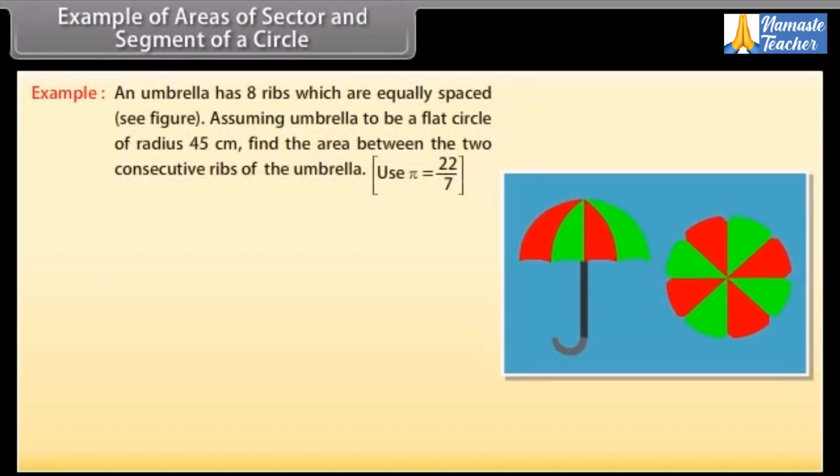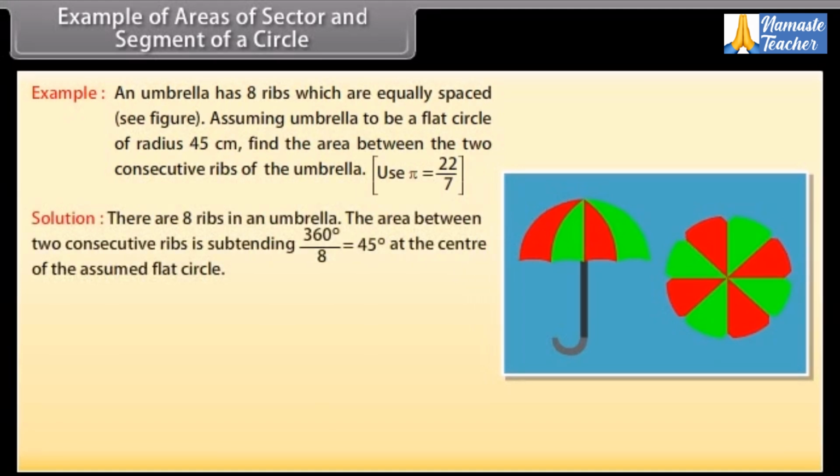Example. An umbrella has 8 ribs which are equally spaced, see figure. Assuming umbrella to be a flat circle of radius 45 centimeter, find the area between the two consecutive ribs of the umbrella. Use pi as 22 upon 7. There are 8 ribs in an umbrella.